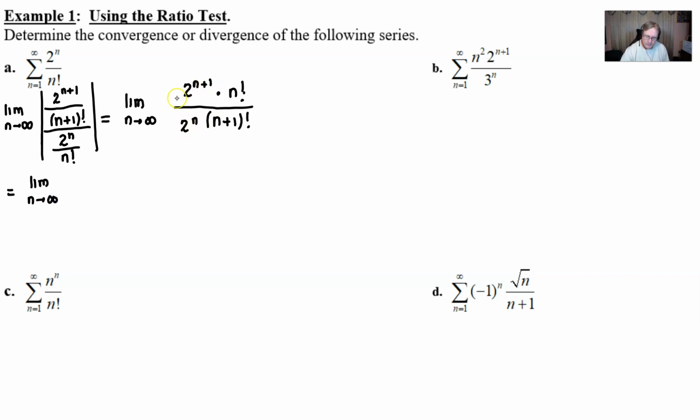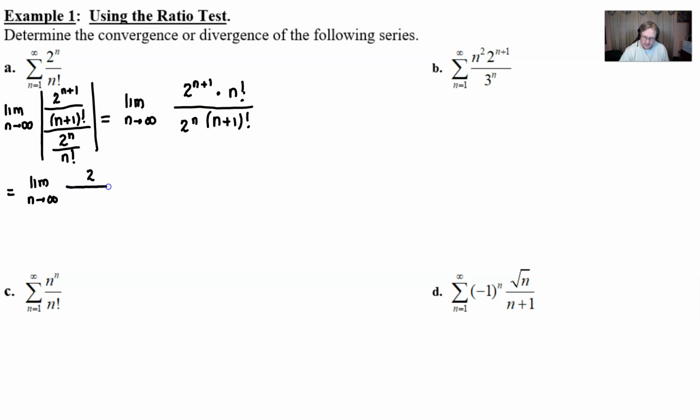Knowing what algebra rules to use. 2 to the n plus 1 divided by 2 to the n. Well, whenever you have like bases, you know that you can just simply subtract those exponents. And n plus 1 minus n is just 2 to the first, and that would be located on top.